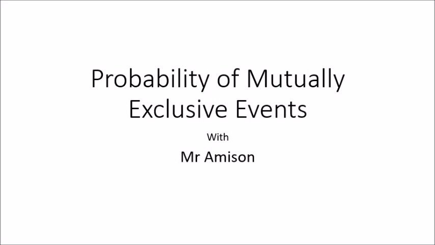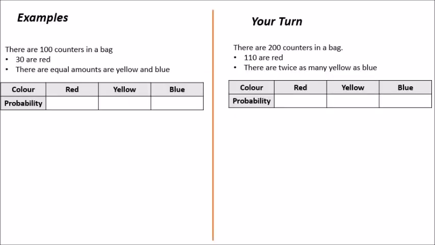In this video we're going to be practicing finding the probability of mutually exclusive events. That means events that happen independent from each other. If one event happens, the other cannot happen. For example, if it's raining, then it can't not be raining. If it's not raining, it can't be raining. They're mutually exclusive.